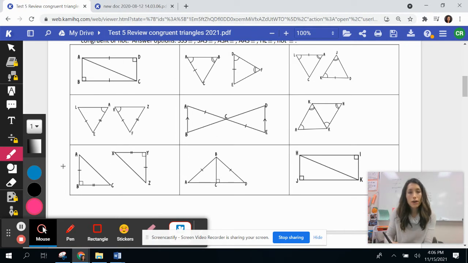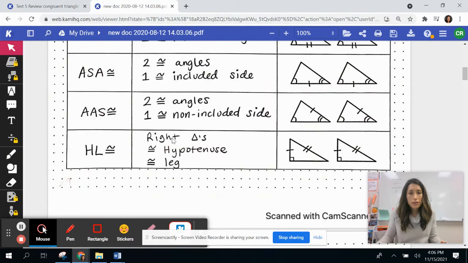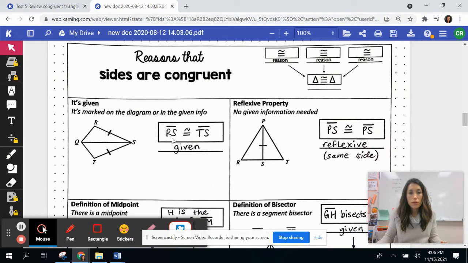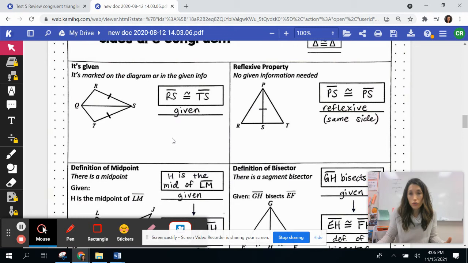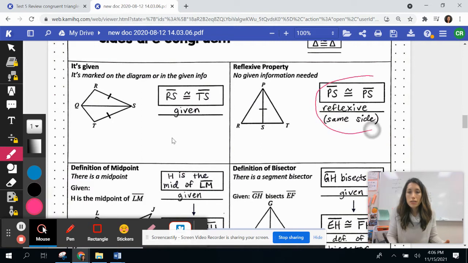Okay, so in our first diagram, all the information is given for us, so we're not having to add it. But what we do need to add is any side that's reflexive or anything that's vertical. So reflexive sides or vertical angles. So let's just take a moment to look back at our toolkit. When we look at reflexive sides, so reasons why sides are congruent. Now, reflexive is one of those things where it's congruent without needing additional information to show that it's congruent.